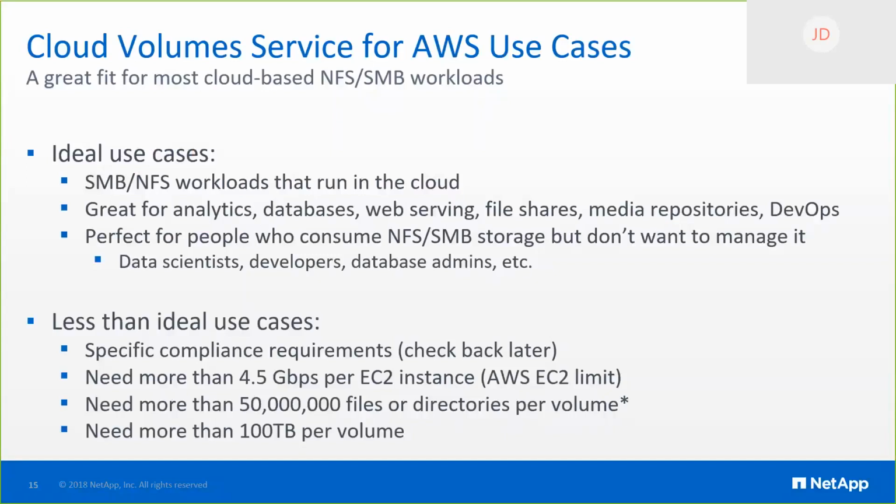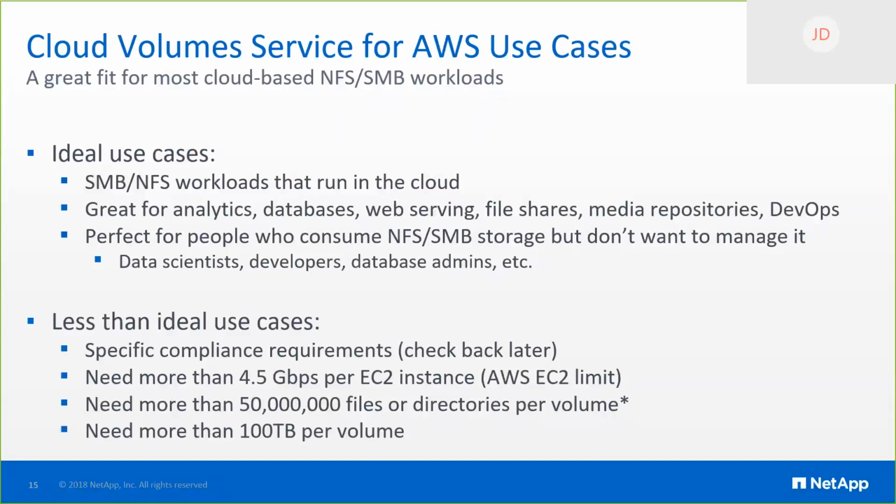A few other limitations. There is an AWS EC2 limit of 4.5 gigabytes per second throughput per EC2 instance. So unfortunately, that's just a hard limit in AWS. We can't really go over that. By the way, AWS advertises that limit at 5 gigabytes per second. We found in testing it's more like 4.5, but just worth noting.